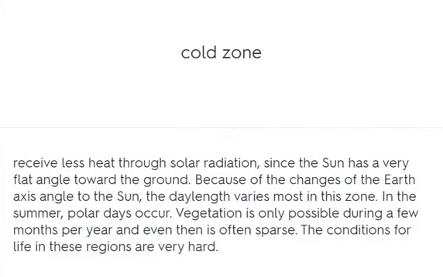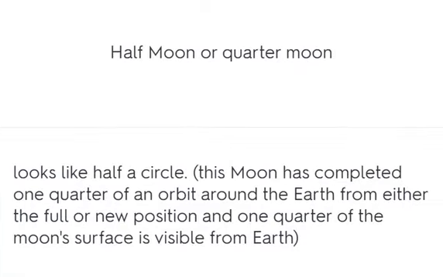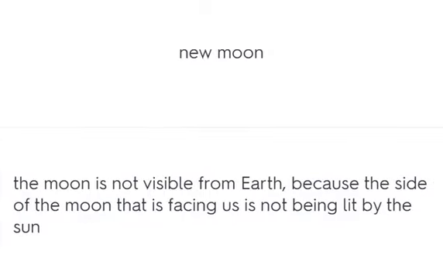Subtropics. Temperate zone. Cold zone. Gibbous moon, between a full moon and a half moon or between a half moon and a full moon. Half moon or quarter moon looks like half a circle. New moon. The moon is not visible from Earth because the side of the moon that is facing us is not being lit by the sun.